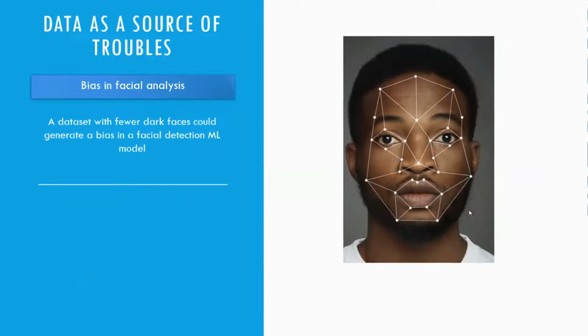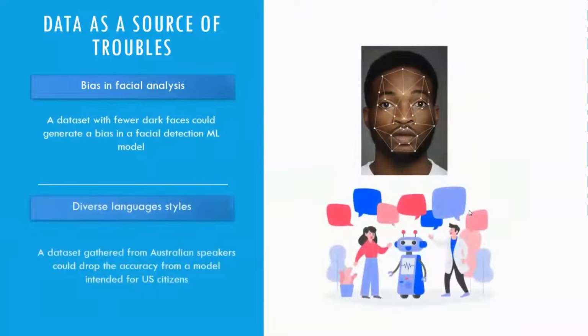Far away from ethical issues, another example to illustrate these troubles is a data set gathered from Australian speakers that could drop the accuracy of a language model intended to work for US citizens. And this is due to diversity in language styles. This example happens in English, but it could also happen with Spanish from Latin America and Spanish from Spain. In both cases, we see the need to know more information about data.